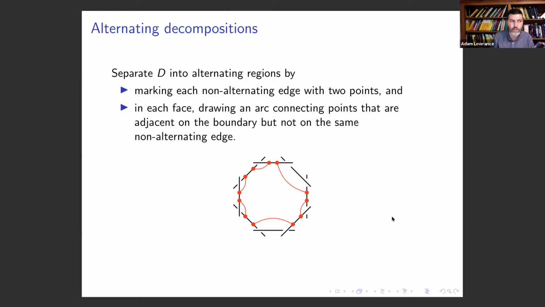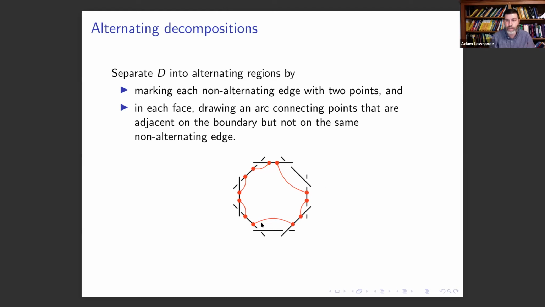I first encountered this notion in a paper by Thistlethwaite, but the basic idea is pretty simple. Chop up the diagram into alternating pieces in some canonical way. The way that I'm going to do this, there will be pictures to show it, is you draw the knot diagram or the link diagram. Everywhere that you have a non-alternating edge, put 2 dots on it, and then connect the dots together with non-intersecting arcs inside of each face that go along the boundary, but not to the dot that's on the same non-alternating edge. So you go sort of here to here, here to here, and so on.